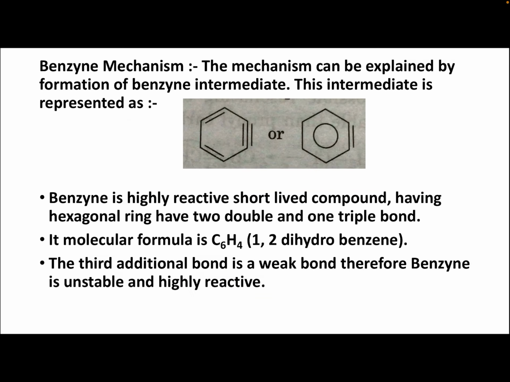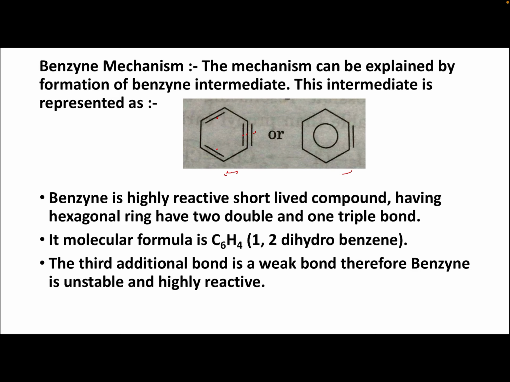Benzyne mechanism. The mechanism can be explained by the formation of a benzyne intermediate. This intermediate is represented in this way, benzyne. On the benzene ring, here we have a triple bond, or we can represent it in this way. Benzyne is a highly reactive, short-lived compound having a hexagonal ring with 2 double bonds and 1 triple bond. So here it has 2 double bonds and 1 triple bond.